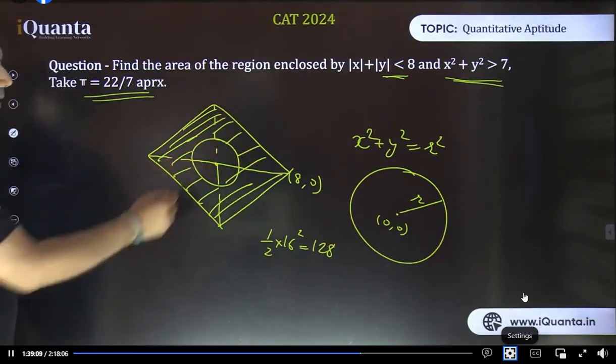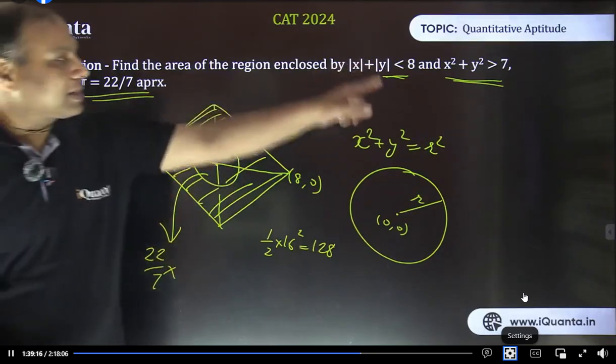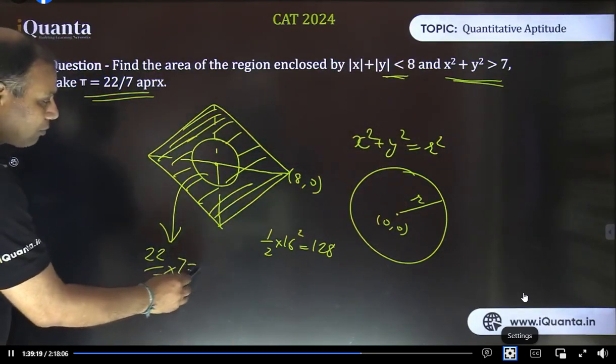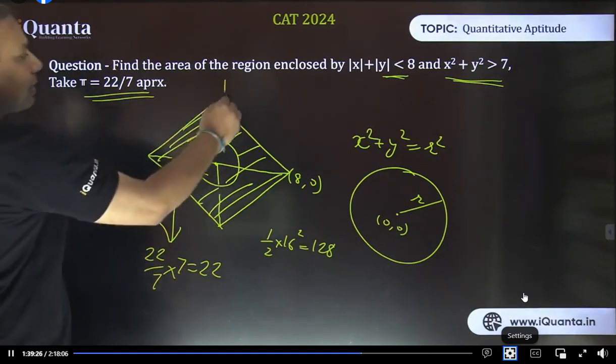So what is the area of the circle inside? Area of circle is pi r square, that is 22 by 7 into r square, and r square is 7. So area of circle is 22. We just need to subtract this 22 from 128. So 106 is the right answer.